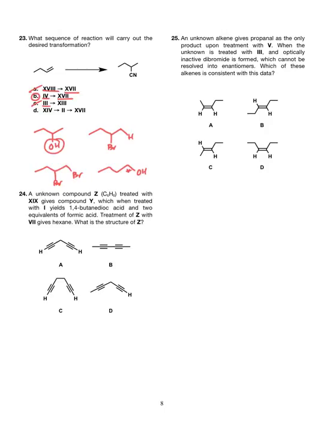So 24 is a road map problem in which you're given an unknown compound Z that has a molecular formula C6H6. You're treating that with reagent 19. That's a Lindlar reduction. So what does that do? That takes an alkyne to a cis alkene. So that's giving you Z going to compound Y.